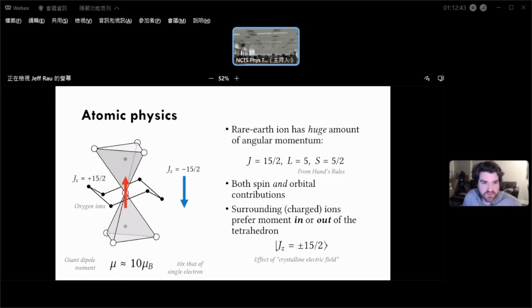It has a preferred direction, which goes in or out of these tetrahedra. And then the crystalline electric field essentially selects from this J = 15/2 manifold the states where it's fully polarized along this direction or fully polarized against this direction. Okay, so the two states of interest, the spin 1/2 state in these materials, is actually the J_z = ±15/2 states approximately. And so here, that large angular momentum comes with quite a large dipole moment as well, something like 10 Bohr magnetons.